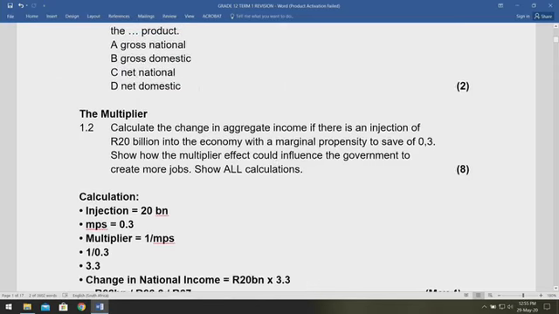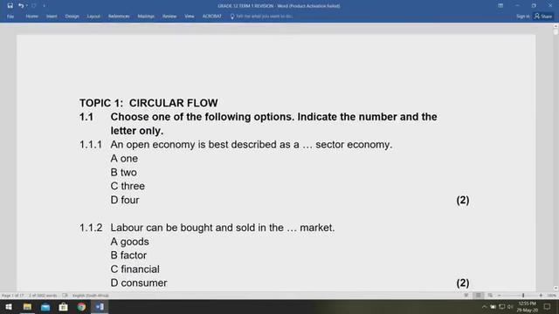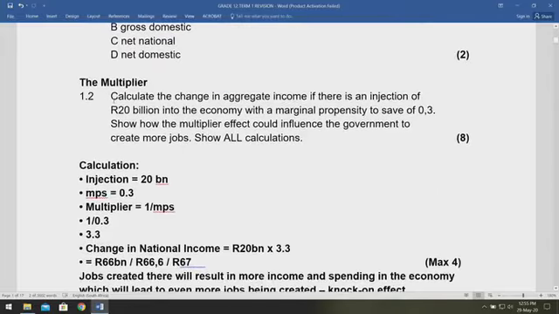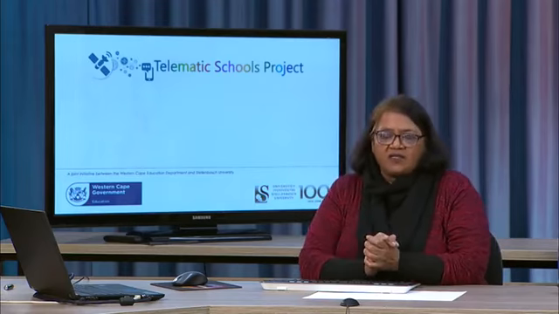So if you look here, we're going to look at the multiplier. So yes, it is under the topic circular flow. It is linked to that section. So the multiplier causes a lot of concern amongst learners. They get very confused with this section. So let's just read the question first of all. The first part of the question says, calculate the change in aggregate income. Now already I see there's a calculation that needs to take place. So immediately you need to think of what are the calculations that I've been taught with regards to the multiplier.